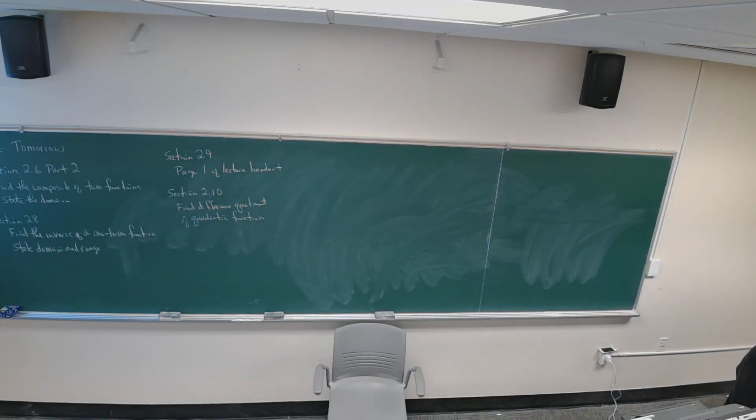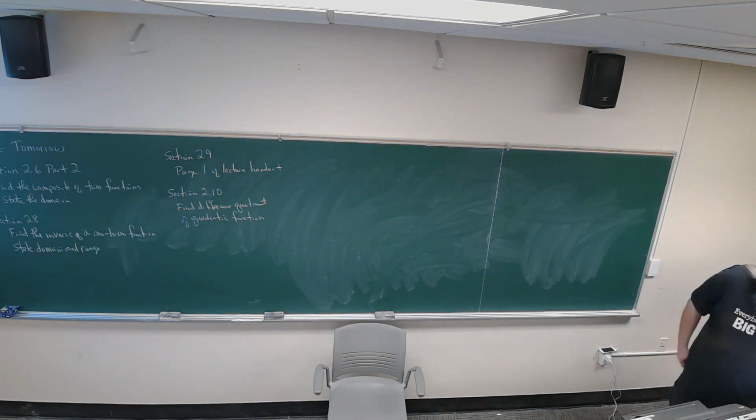So let's take a look at example 2 at the top of page 3. It says use the zeros and the end behavior of the polynomial function to sketch an approximation to the graph of the function f of x equals x to the third minus 4x.